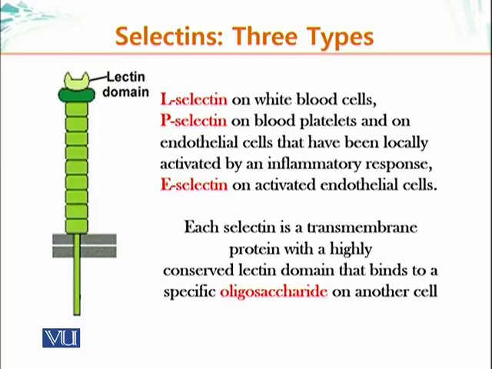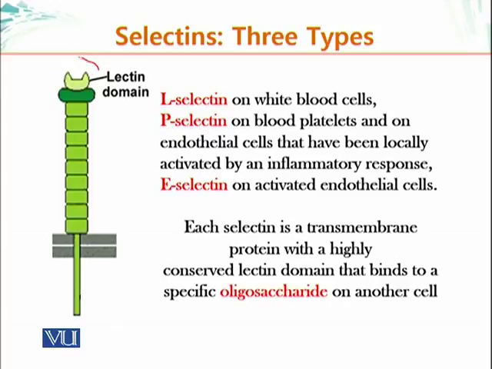So we have talked about three different types of selectins. L-selectins on white blood cells or the lymphocytes, P-selectins on the platelets, which are part of our blood, and E-selectins on activated endothelial cells. Endothelial cells only make this type of selectin if they sense there has been a damage in the neighborhood. Each selectin is a transmembrane protein with a highly conserved lectin domain, which binds to a specific oligosaccharide carbohydrate moiety of another cell.